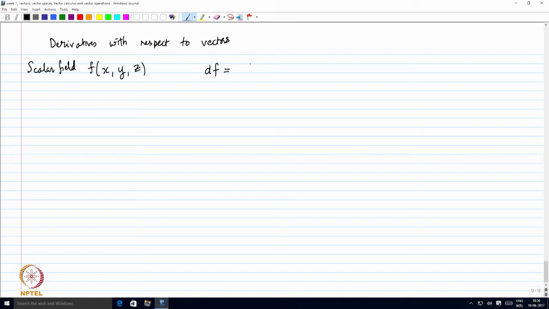So, I can write this as partial derivative of f with respect to x times dx plus partial derivative of f with respect to y times dy plus partial derivative of f with respect to z times dz. So, this is the chain rule for a function of many variables, right. This is how you write the differential element of f, the differential change in f.